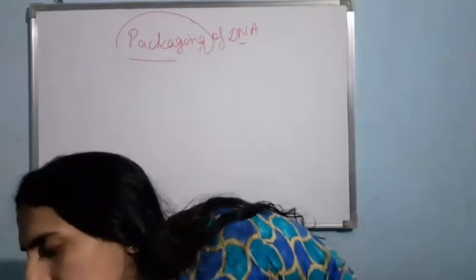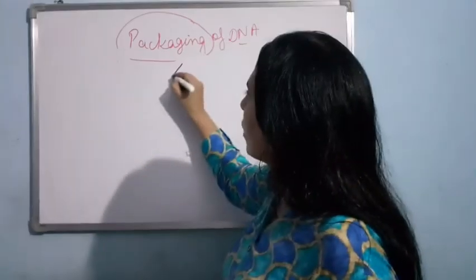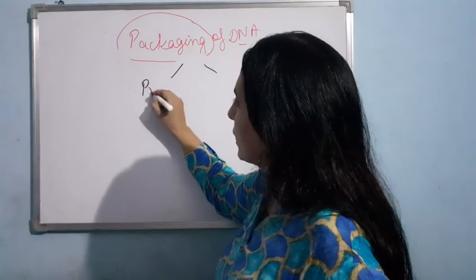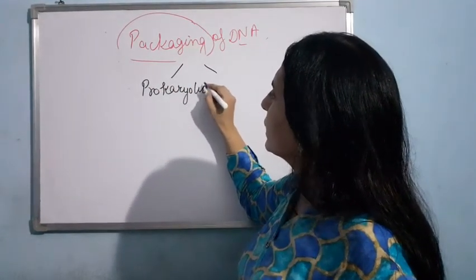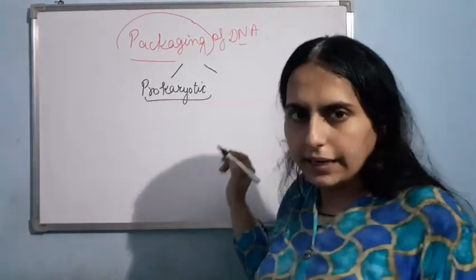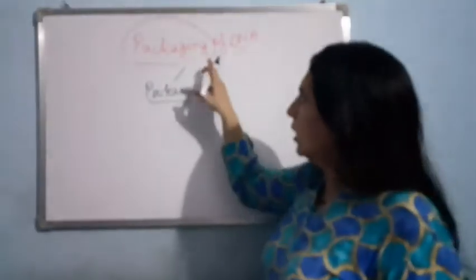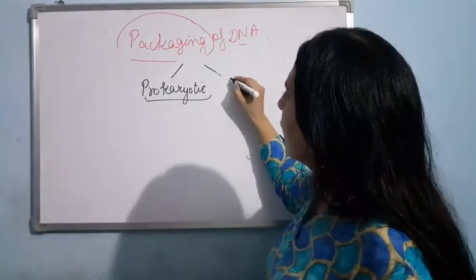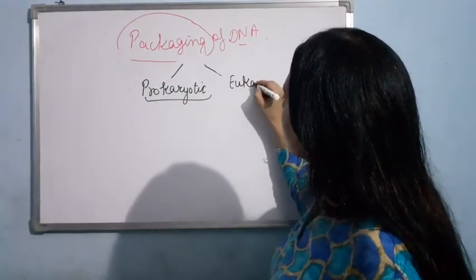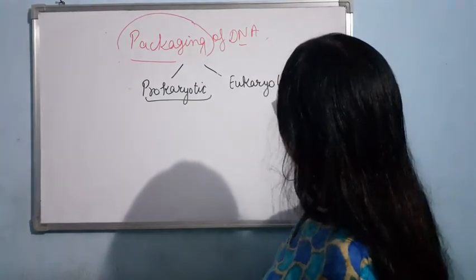So basically, as you know, we have two types of cells, prokaryotic and eukaryotic. In both, the packaging of DNA material is different. Let us study them one by one: how the DNA is packaged in prokaryotic cells and how it is packaged in eukaryotic cells.